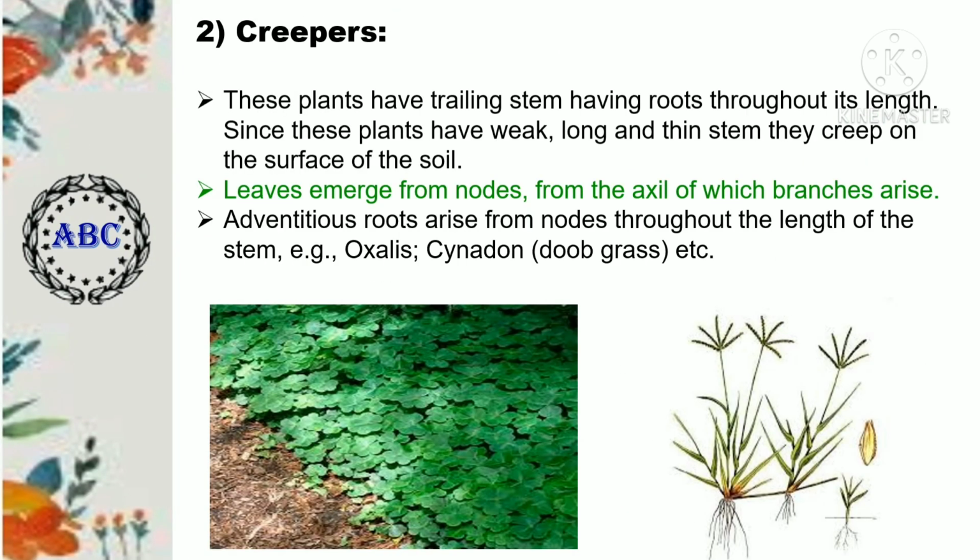Creepers. These plants have a trailing stem having roots throughout its length. Since these plants have weak, long and thin stem, they creep on the surface of the soil. Leaves emerge from nodes, from the axil of which branches arise. Adventitious roots arise from nodes throughout the length of the stem. The examples are oxalis, cynodon, etc.